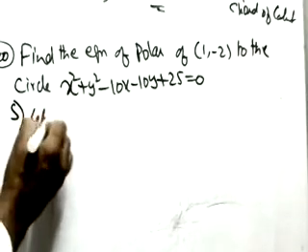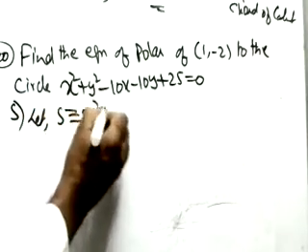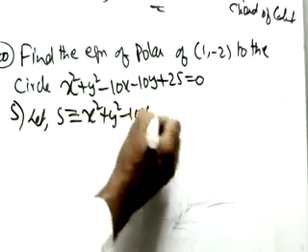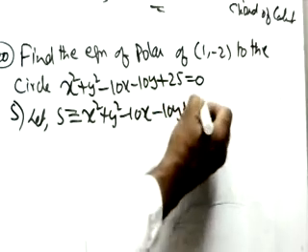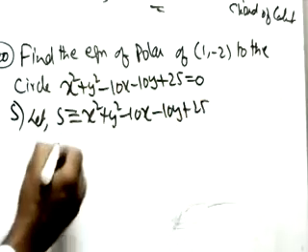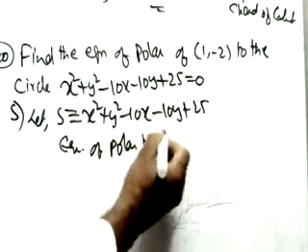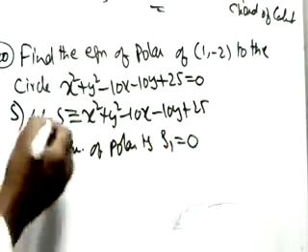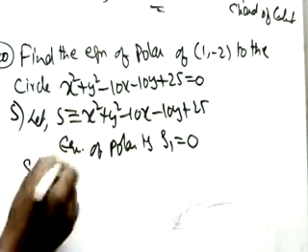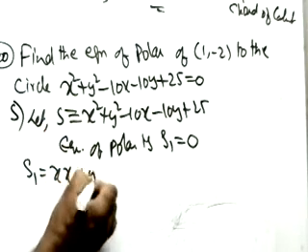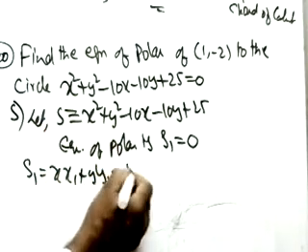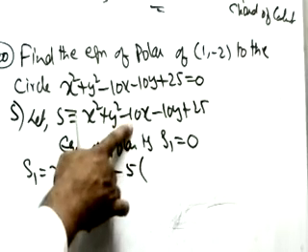Let me do one more question here. See here, suppose this circle is represented by x square plus y square minus 10x minus 10y plus 25 equals 0. We want the equation of polar. So the equation of polar is the same formula, S1 equals 0. So S1, how can we write? For x square, you can write xx1. For y square, you can write yy1.